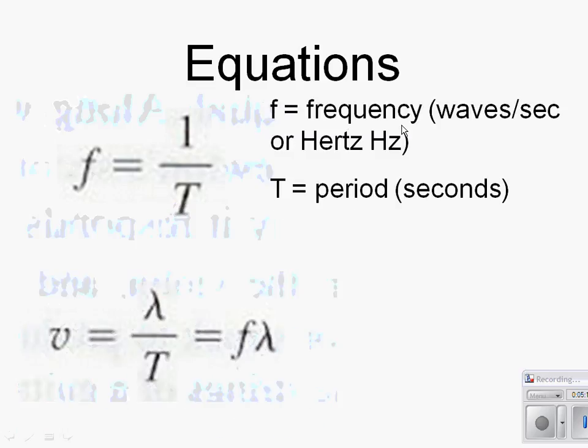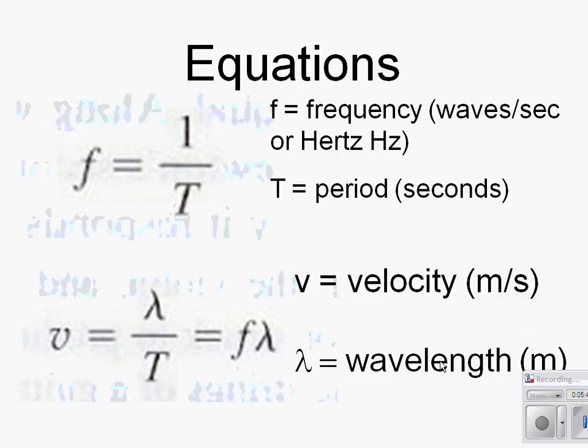So F equals frequency, waves per second or hertz. T is period, which is in seconds. And the second equation is velocity equals distance over time. The distance we're working with is one wavelength. The time we're working with is the time for that one wavelength. So that's distance over time, wavelength over period, which also can be rewritten as, instead of 1 over period like we have right here, we can plug in frequency. So the equation you'll see quite often is velocity equals frequency times wavelength. V is velocity in meters per second, wavelength is in meters.